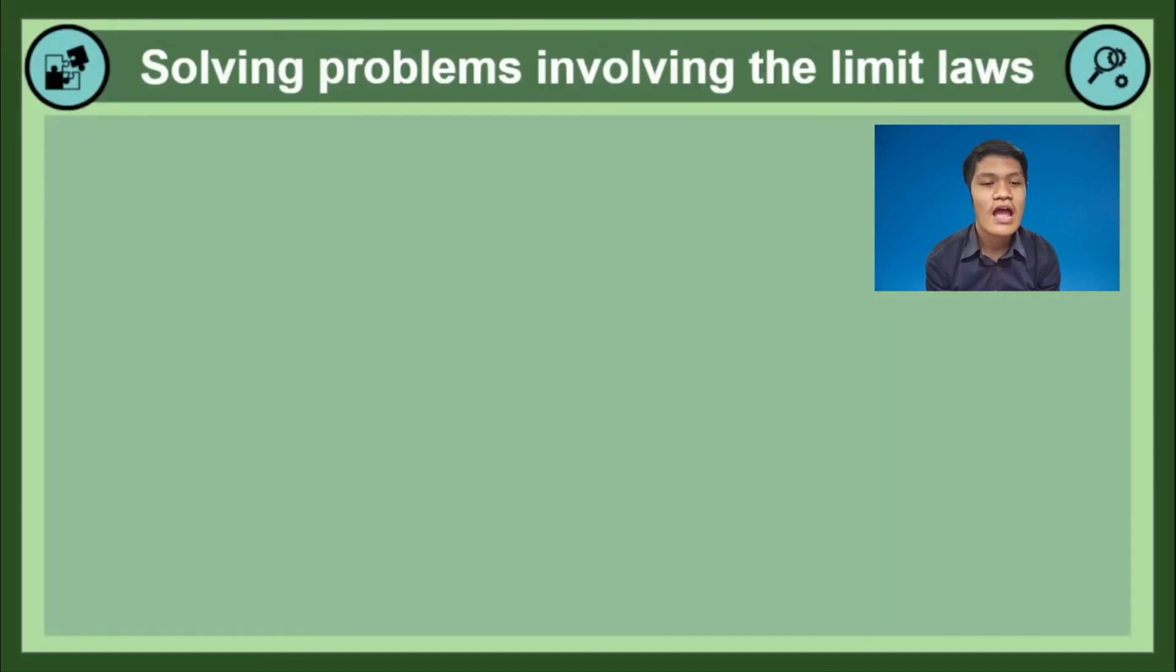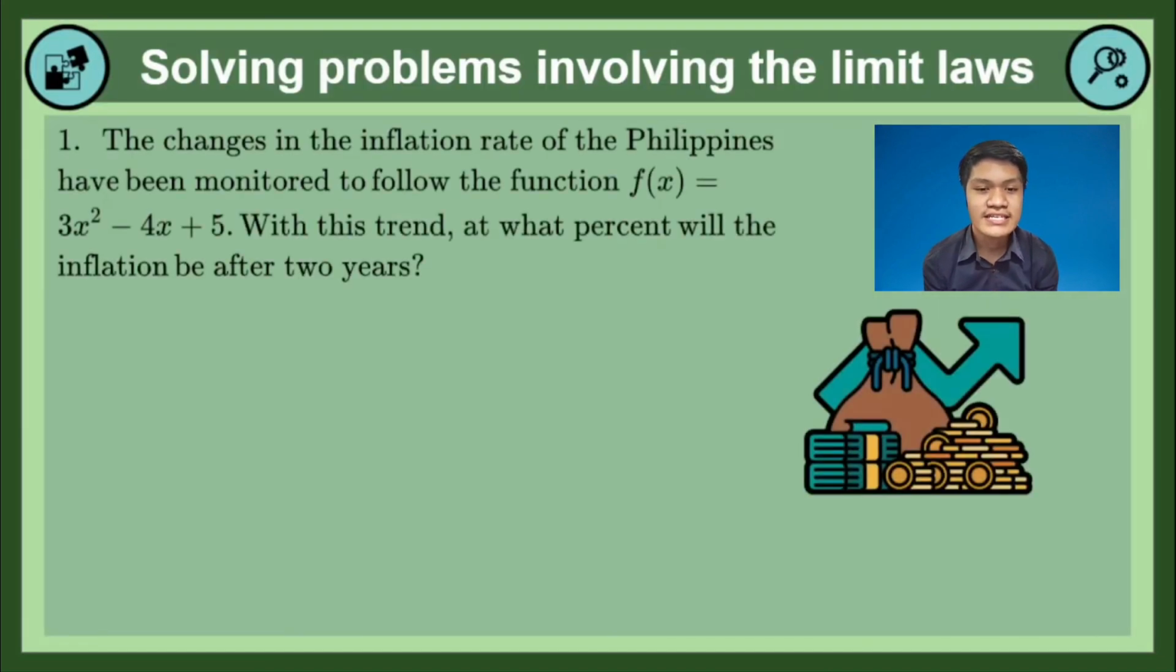Now that you have already known how to apply the limit laws in evaluating functions, let us try to solve problems involving them. Problem number 1. The changes in the inflation rate of the Philippines have been monitored to follow the function f(x) is equal to 3x squared minus 4x plus 5. With this trend, at what percent will the inflation be after 2 years?